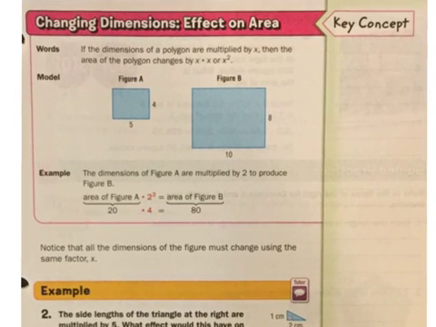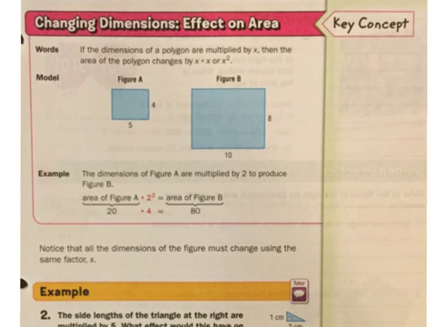Now, the area is different. Changing the sides will make a bigger difference on the area, the inside. Okay, and let's see how that works. Here we have a figure A, which is 5 times 4. If we want to get the area, it's 5 times 4. So the area of figure 1 is 20.